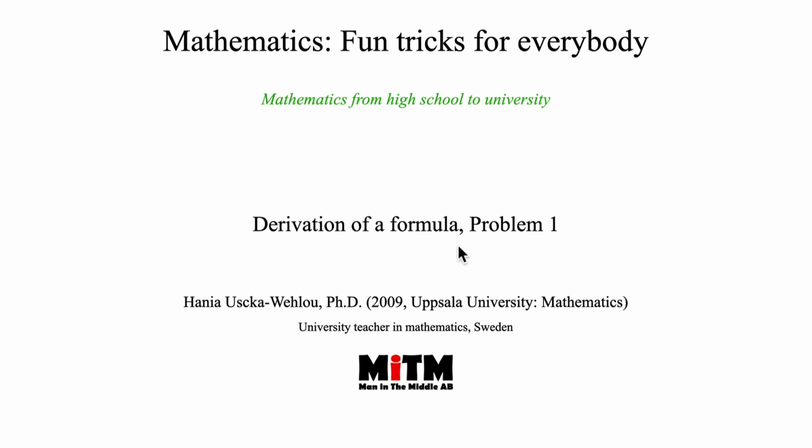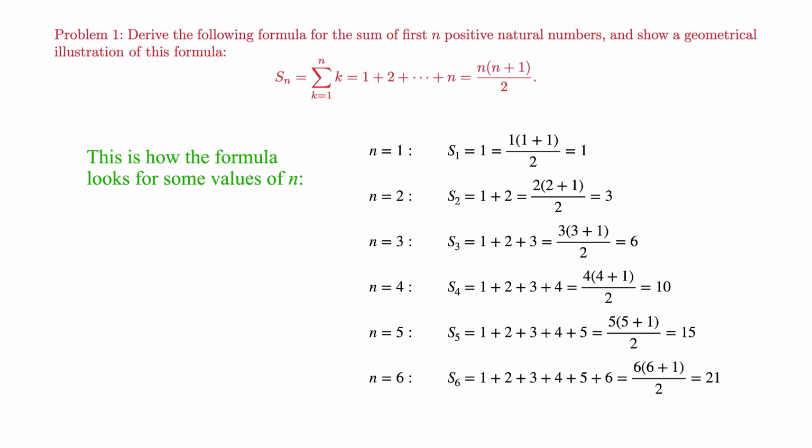Derivation of a formula, problem number 1. And here is its formulation. Derive the following formula for the sum of first n positive natural numbers and show a geometrical illustration of this formula. So here you see the sum of first n positive natural numbers, 1 plus 2 and so on plus n. And here is the result which we have to show is true.